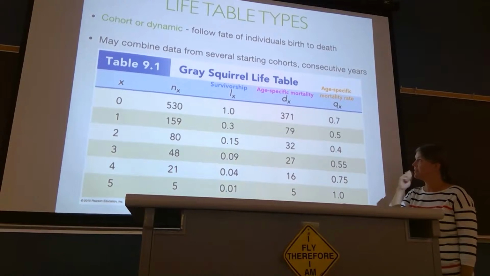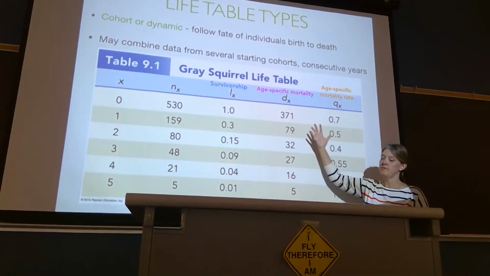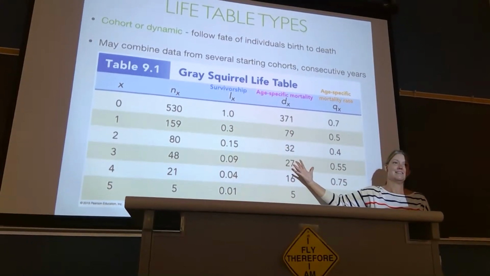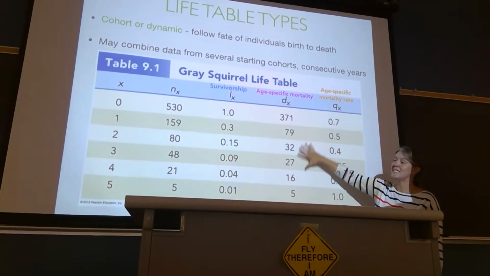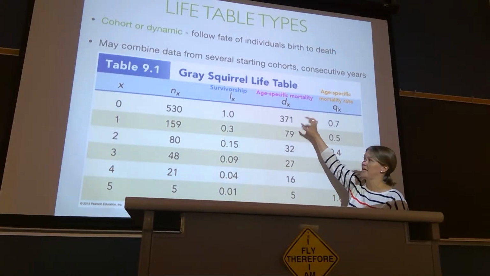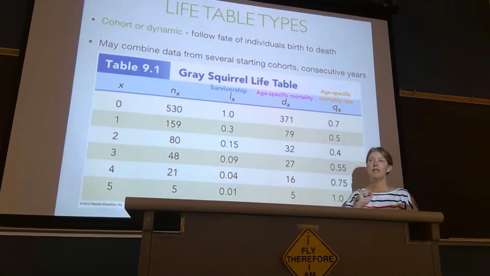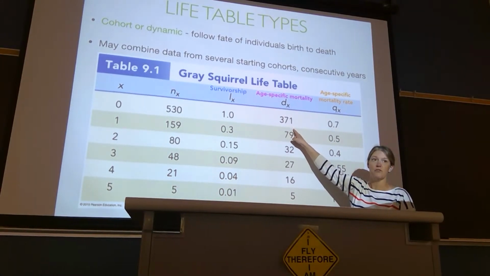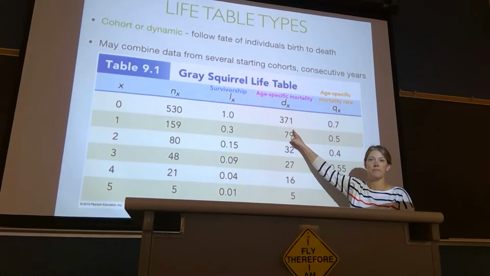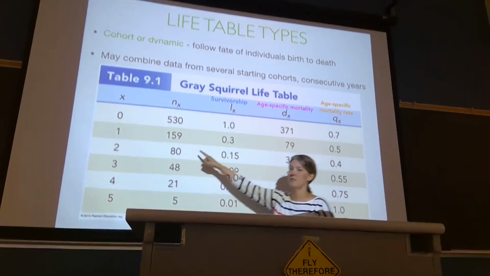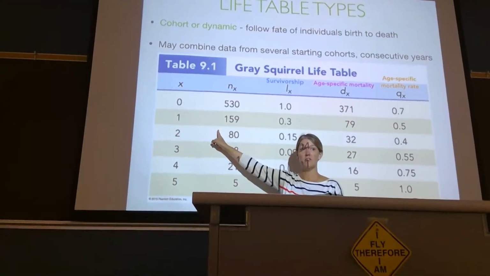All right. The other thing we can ask is the flip of that, not just how many are alive, but how many died. And that's what DX is. It's the age-specific mortality. How many of them died during that year? And so here we had 371 gray squirrels that died in their first year. So 530 minus 371 gives us 159 that started us off the next year.